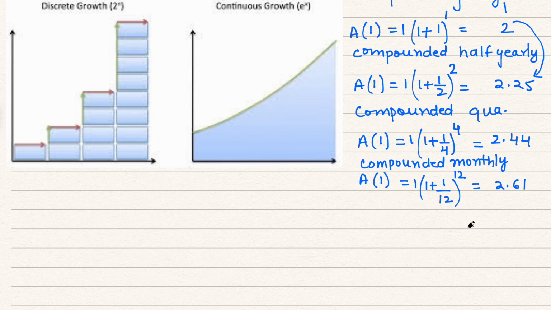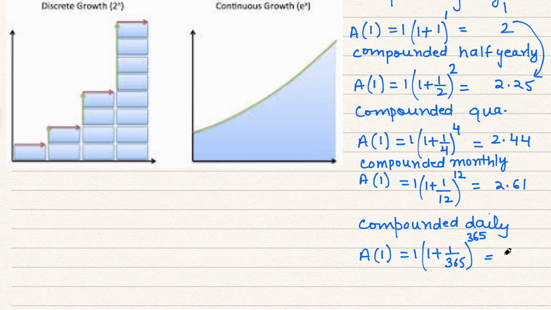What if it is compounded daily? See, the more times it is compounded, the more you benefit. So this is a really real life situation, compounded daily. So that means in 1 year, the rate of interest will be this much, and you are going to get it 365 times. That means $2.71.